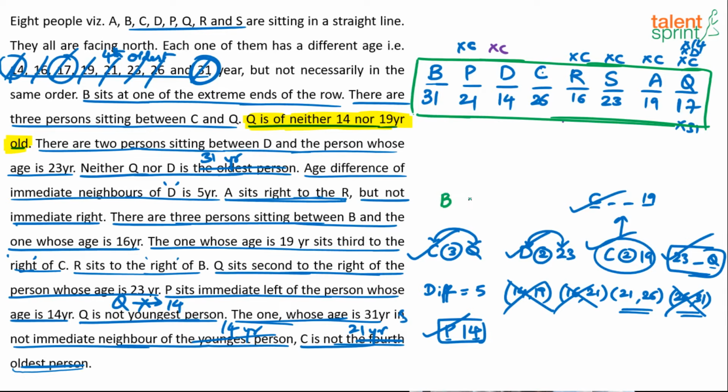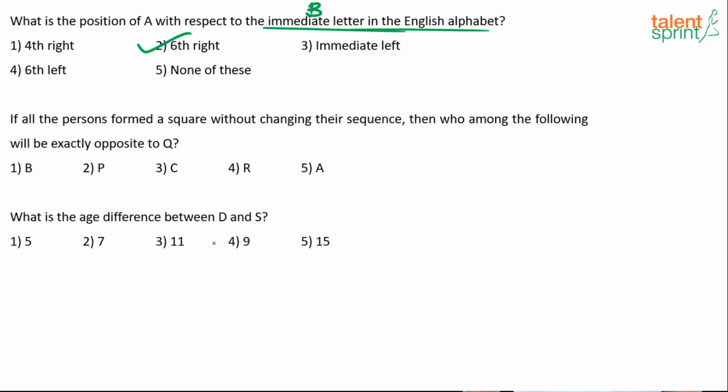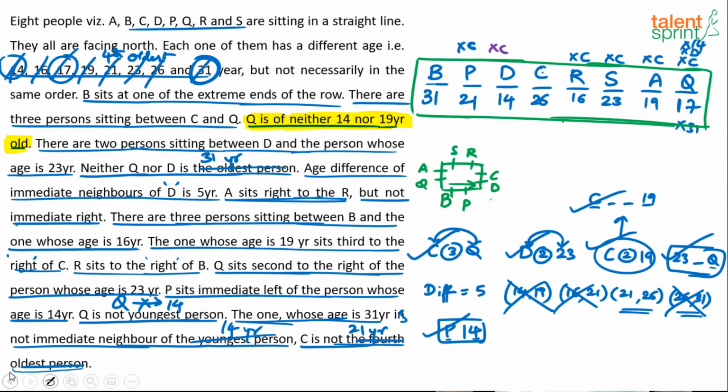I'm not sure what we are trying to do here, but I think if you consider a square like this, 1, 2, 3, 4, 5, 6, 7, 8 positions. So B, then P, then D, C, R, S, A, Q. Without changing the sequence. They formed a square basically. Who will be opposite to Q? D is opposite to Q. That's not there in the options. Are we missing something?